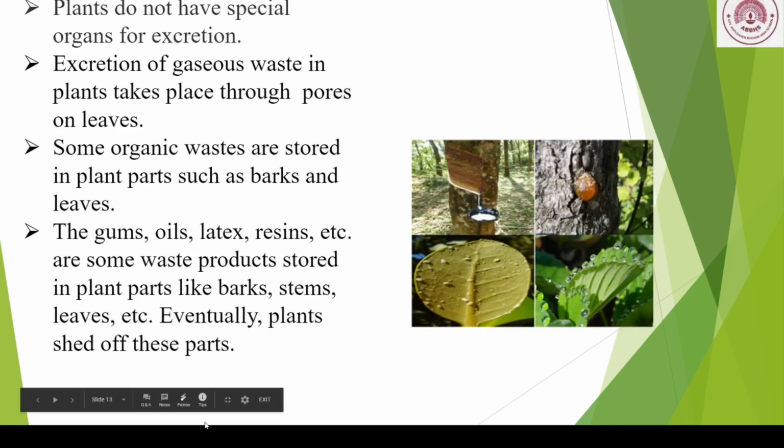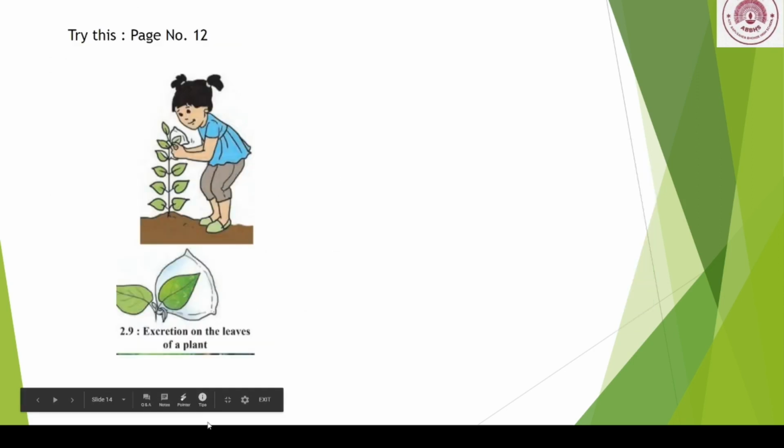The gums, oils, latex, resins, etc. are some waste products stored in plant parts like barks, stem, leaves, etc. Eventually, plants shed off these parts. Excretion is a characteristic of living things. Now try this experiment which is given on page number 12 of your textbook.